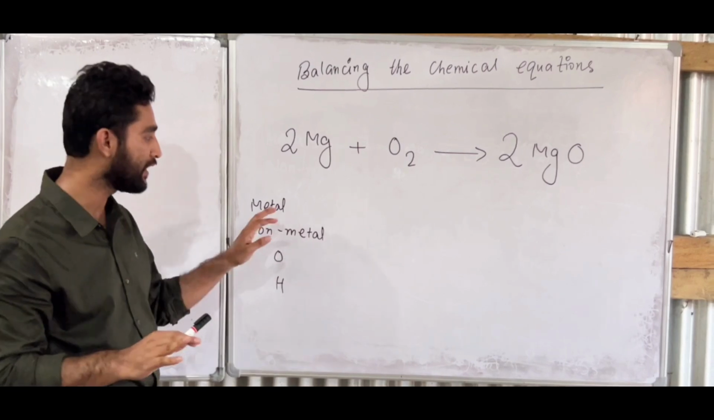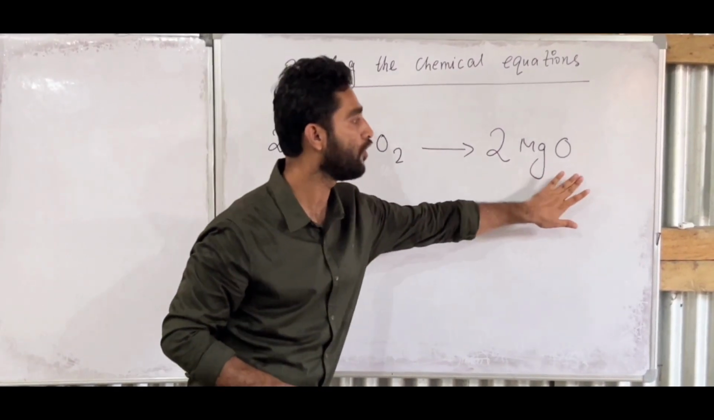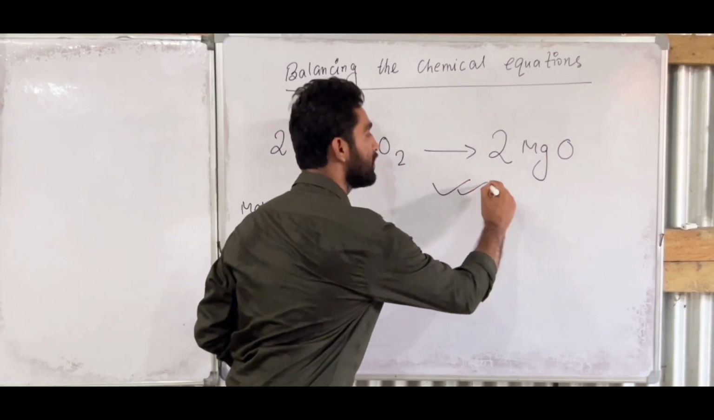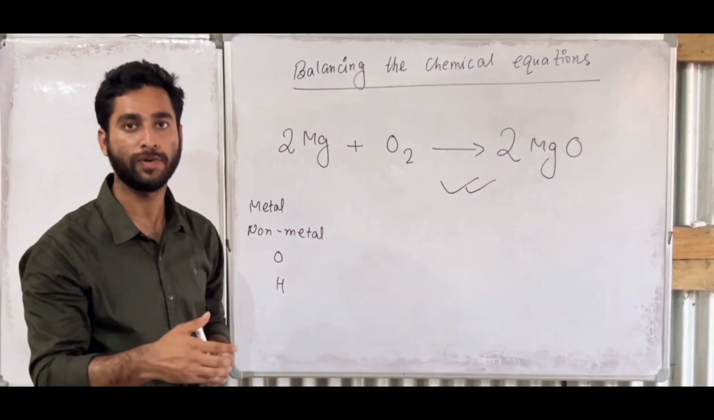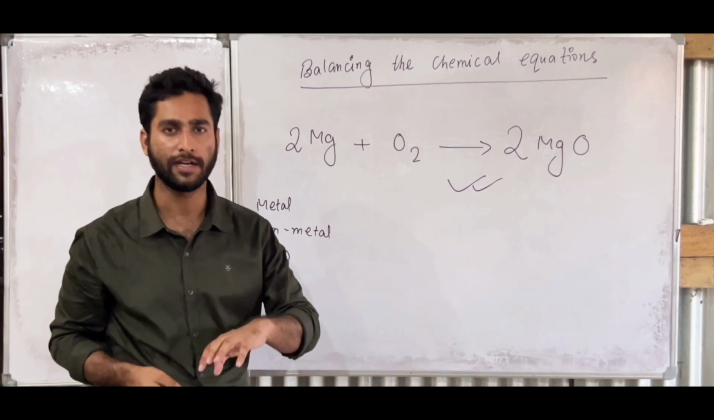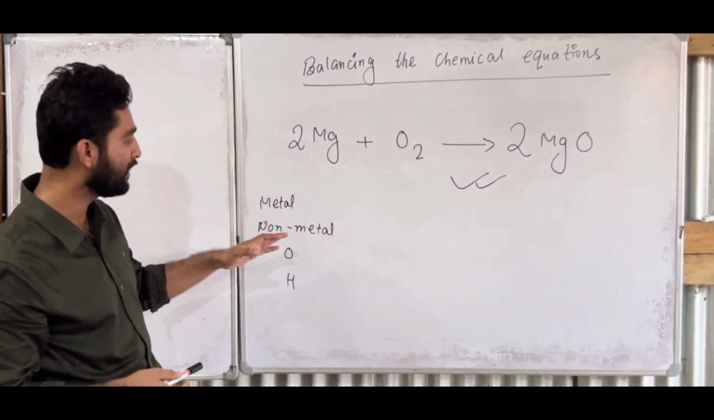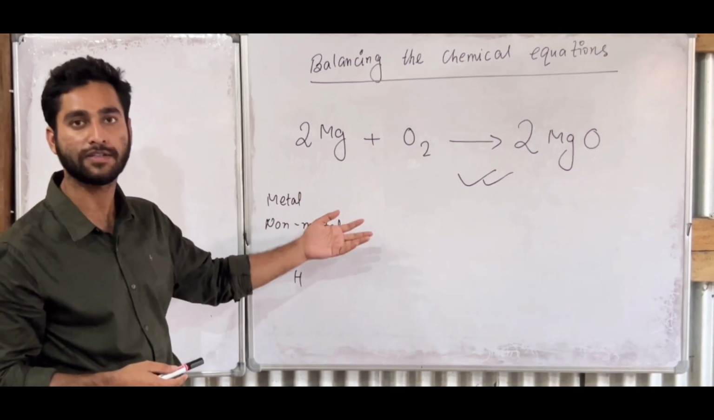The metals are balanced or not. Magnesium 2, magnesium 2, oxygen 2, oxygen 2. So now this reaction becomes balanced. So in this way we can balance the chemical equations. Now from our NCERT textbook I will be taking some more examples, and we will see whether we can balance with this trick or not.